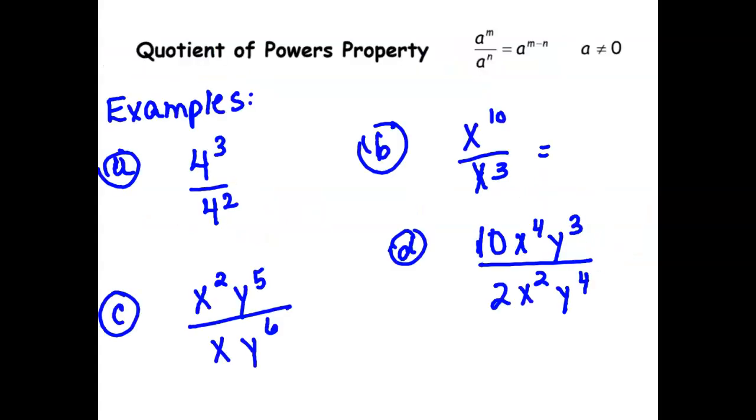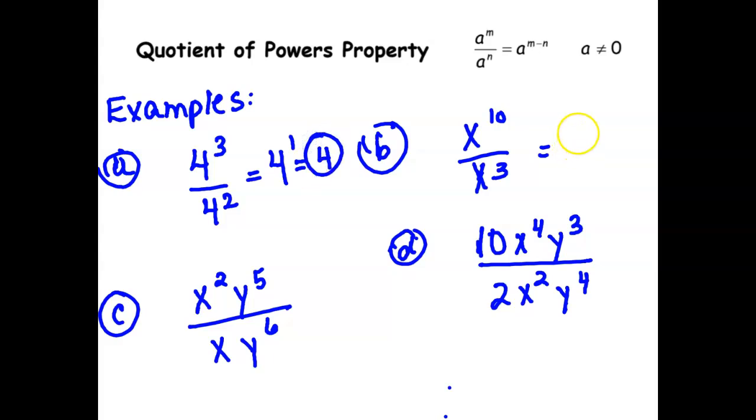Okay, and then we have the quotient of powers property. So the rule says when you have the same base and you're dividing, you simply subtract the exponents, and it would be the numerator exponent minus the denominator exponent. So this would be 4 to the 3rd divided by 4 squared is 4 to the 3 minus 2, which is 1, and 4 to the 1 power is 4.